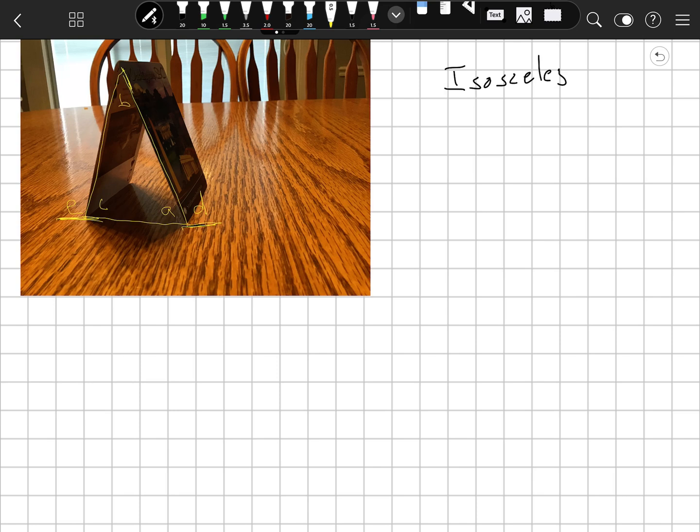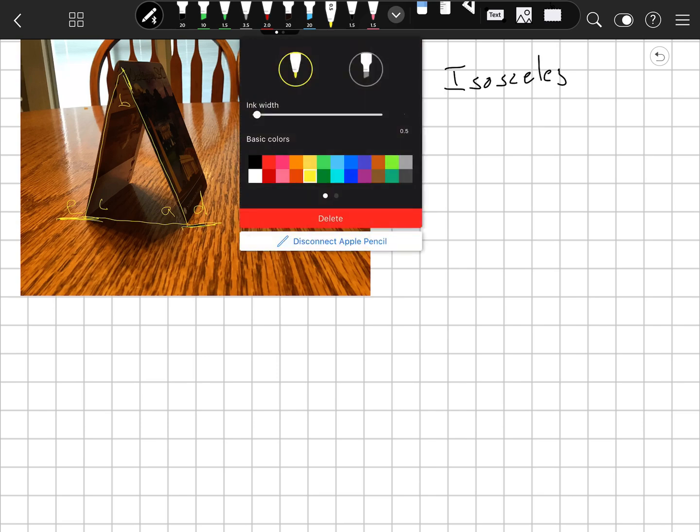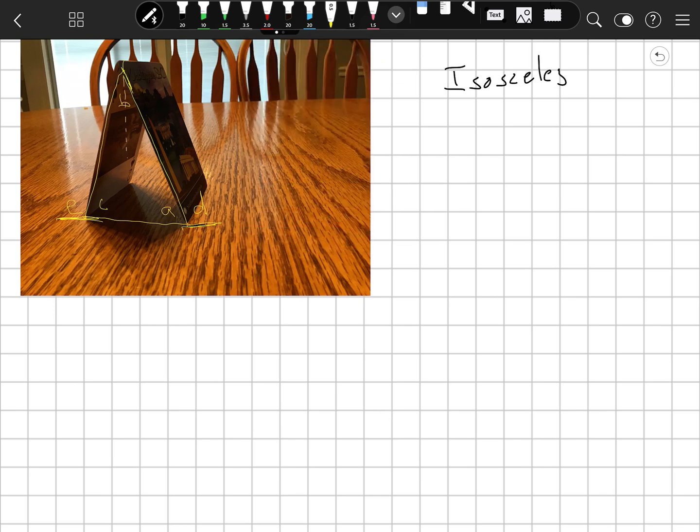What can we determine about A and C? Well, based on the fact that it's an isosceles triangle, we can use something called the base angles theorem to show that angles A and C would be the same. So let me show why. I'm going to draw a dotted line right there, and if I were to fold that triangle over, it has some symmetry, and so angle C and angle A would be right on top of each other. They would be congruent. So angle C is congruent to angle A.